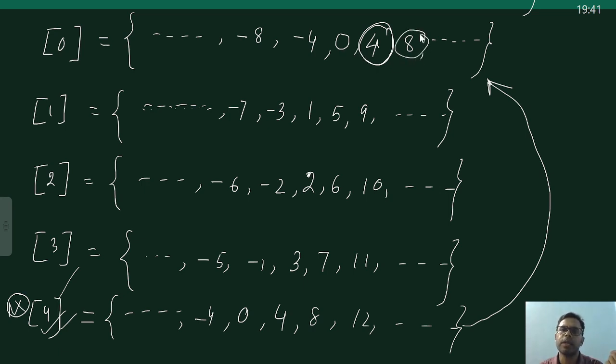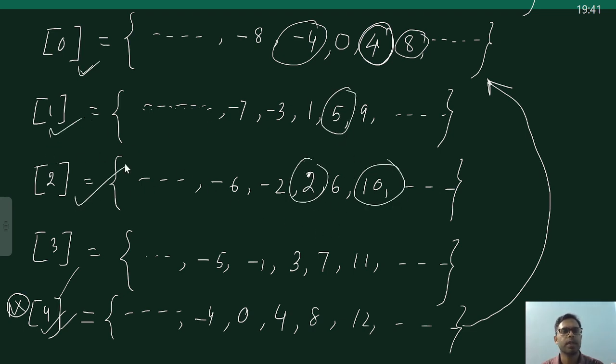Similarly, class of 8 will again be equal to class of 0. Class of minus 4 will again be equal to class of 0. Class of 5 is equal to class of 1. Class of 2, sorry, class of 10 equal to class of 2. So in this way, if 2 or 3 numbers are belonging to same class, then class of those elements are also equal to the previous element class.